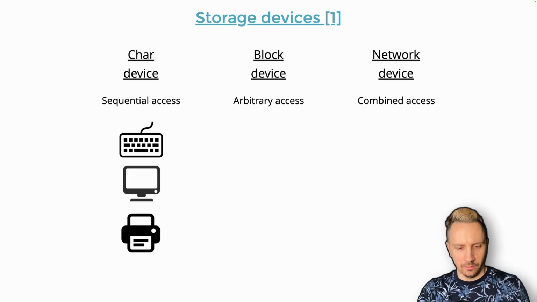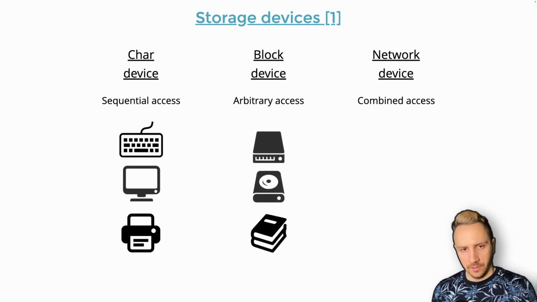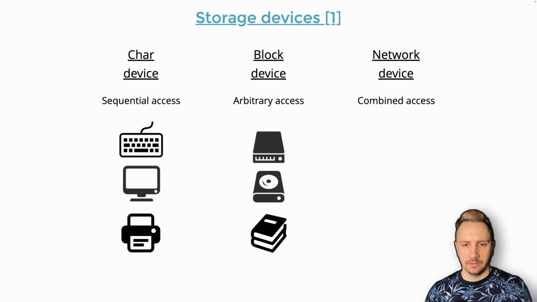That's why it's a sequential device. And the char is a paper. Block device is something that allows you arbitrary access. So you can just read any part of the device. You can read it in any sequence. You can always access any byte on the device.